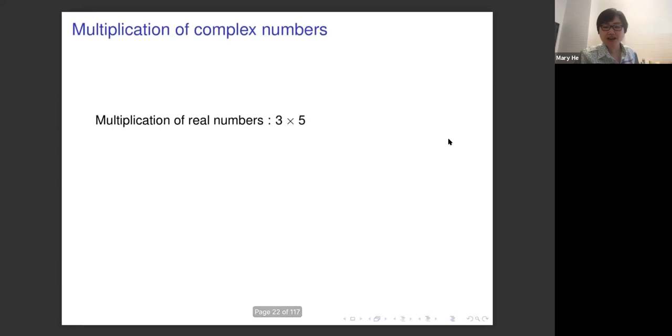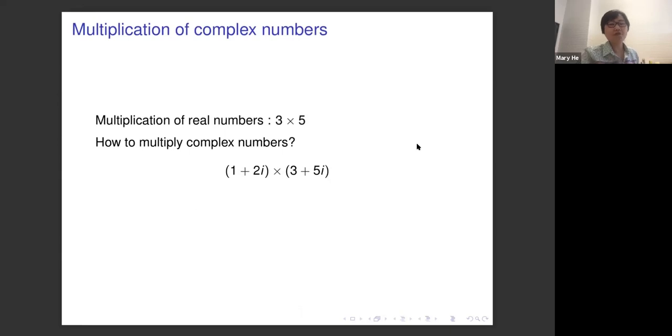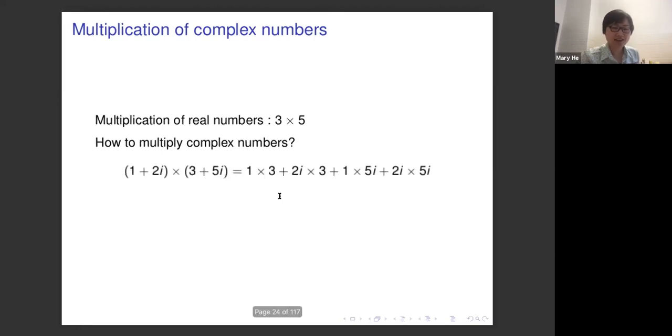Right, that's very nice. And what about multiplication? And again, we're familiar with multiplying real numbers like 3 times 5. And what if we want to multiply complex numbers? So for example, again, I have two complex numbers, 1 plus 2i and 3 plus 5i. So how should I multiply them? Well, multiplying complex numbers is slightly more complicated than adding them up. But it shouldn't be super hard either.